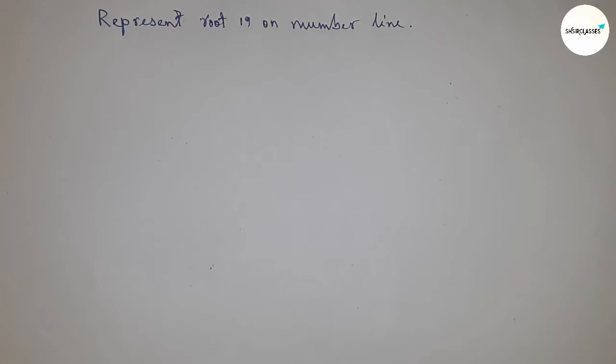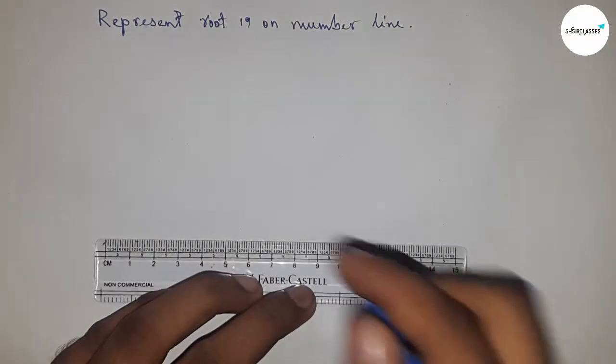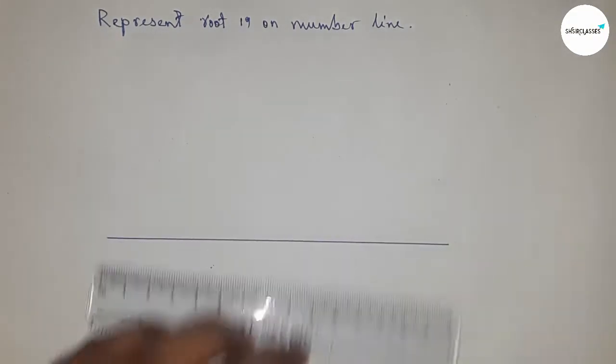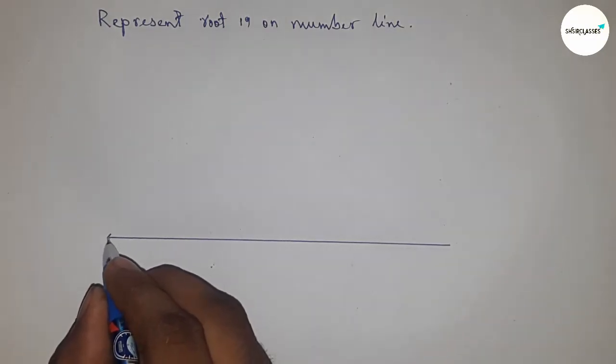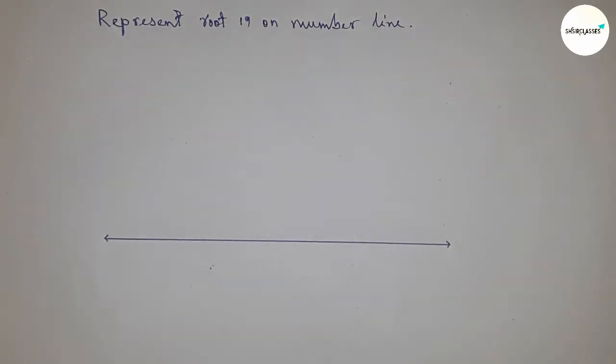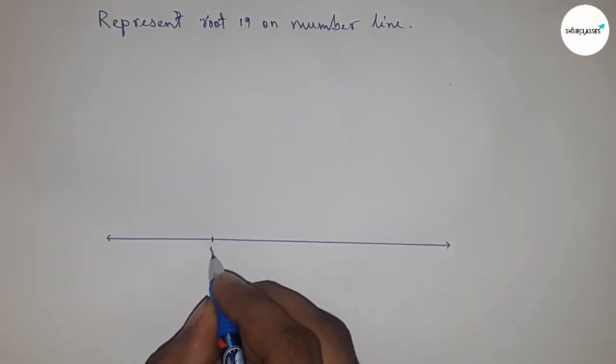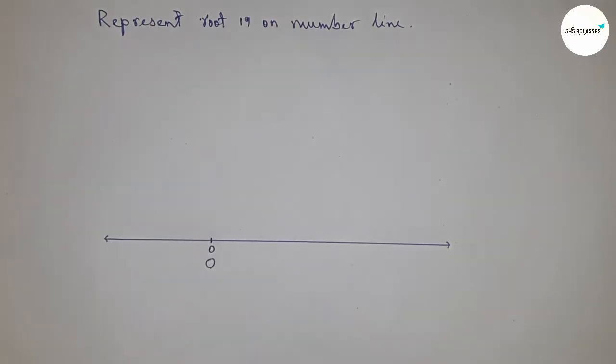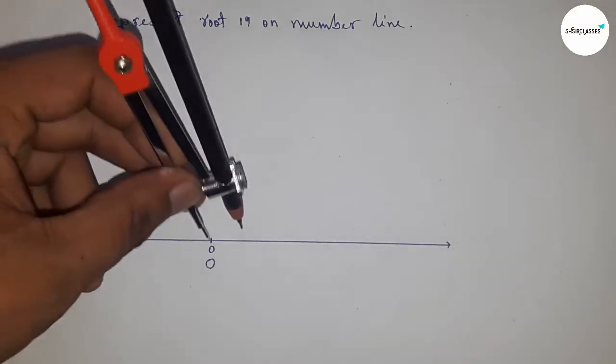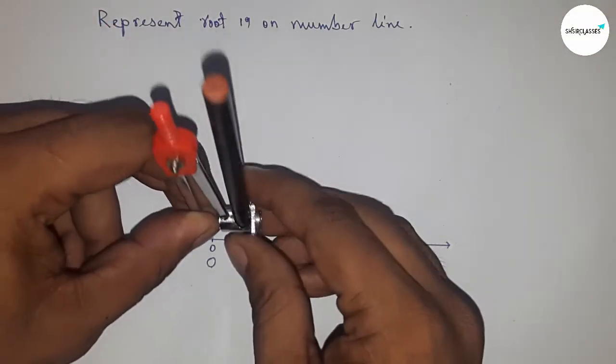Okay, so first of all, drawing the number line. First, draw a line of any length and mark the ends with arrows, and this is the starting number 0, written by O. Okay, next write down all the numbers on the line.